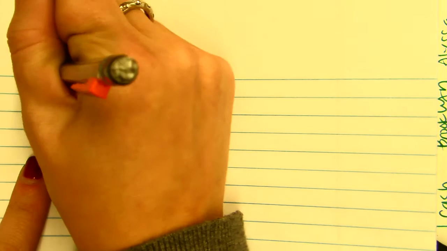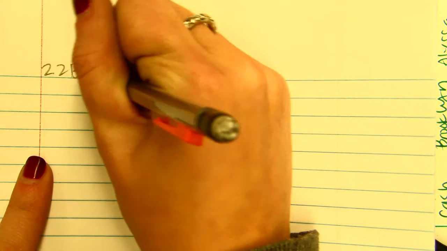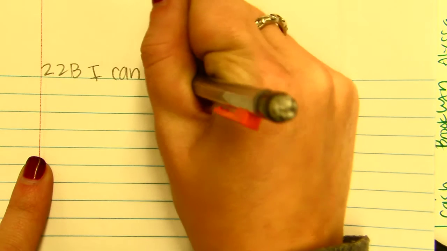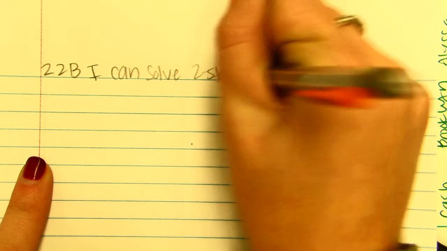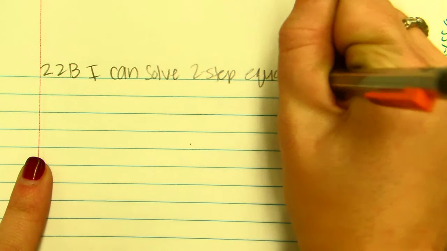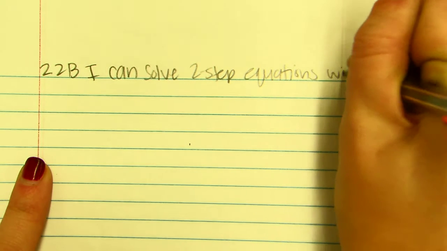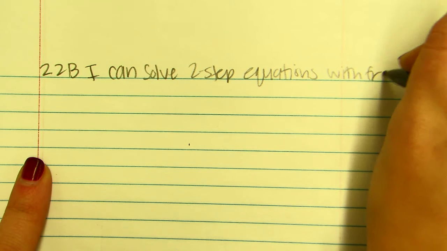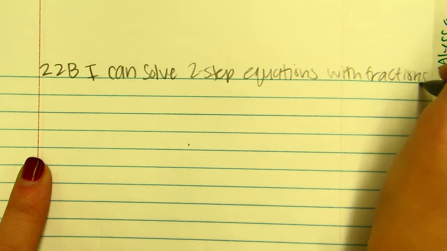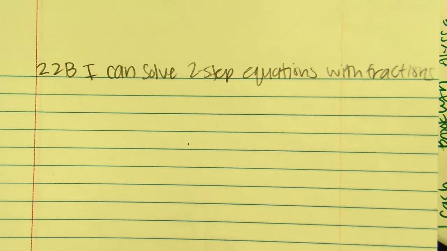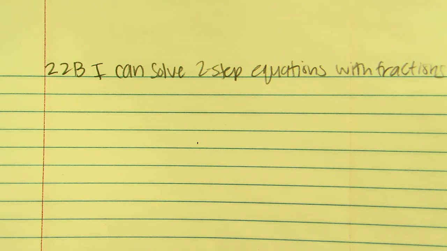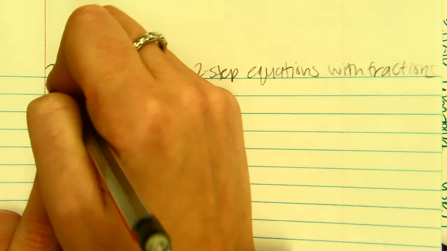Be 2.2b. So the objective is I can solve two-step equations with fractions. And you guys already know how to do this, but I'm going to show you a different method that you might like better instead of the normal way. So first I'm going to do it the way we were used to doing it. So I'm going to call this method number 1.